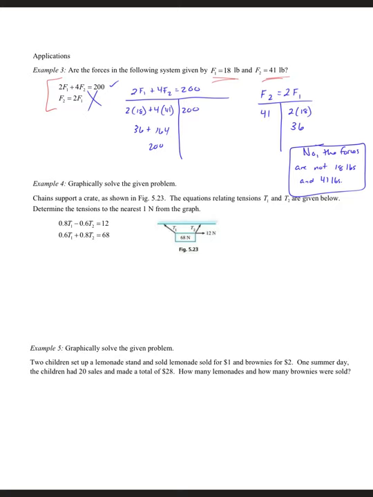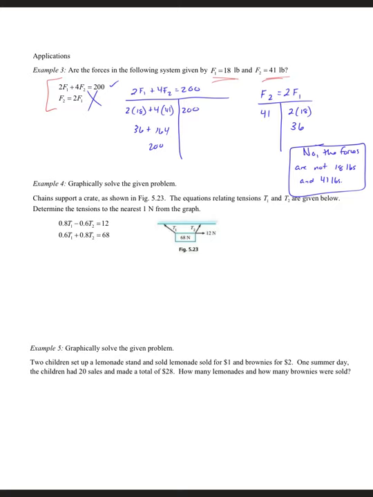Okay, example 4. Now we're going to graphically solve the given problem. Chains support a crate as shown in the figure. The equations relating the tensions T1 and T2 are given below. Determine the tensions to the nearest 1 Newton from the graph. So what we need to do here is graph these equations.